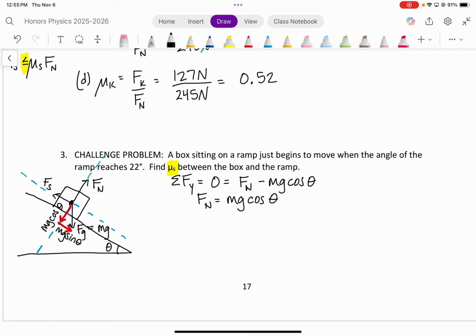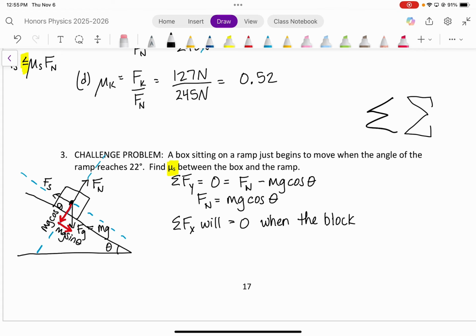So now I need to look at what are the forces in the x direction. And because we're dealing with static friction, the sum of the forces in the x direction will equal 0 when the block just starts to slip. Is that sigma like the fancy E? That is, yes. But it's totally fine for you to just write it like a sideways W.